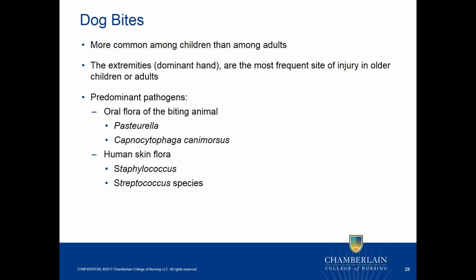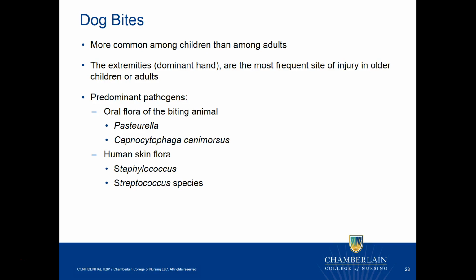Soft tissue trauma caused by animal and human bites has serious clinical implications because of the potential for complications. Animal bites are more common among children than among adults. Dog bites can cause a range of injuries from minor to major complicated wounds. The extremities, particularly the dominant hand, are the most frequent site of injury in older children or adults. The predominant pathogens in animal bite wounds are the oral flora of the biting animal and human skin flora. Therefore, infection usually results from a mixture of organisms.